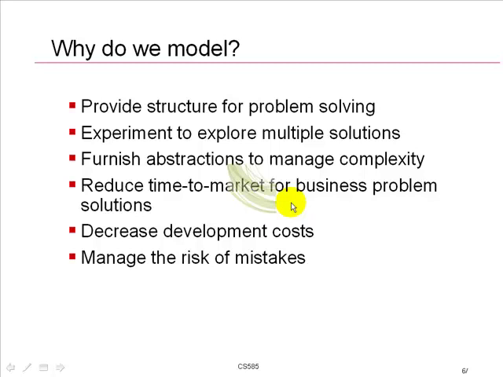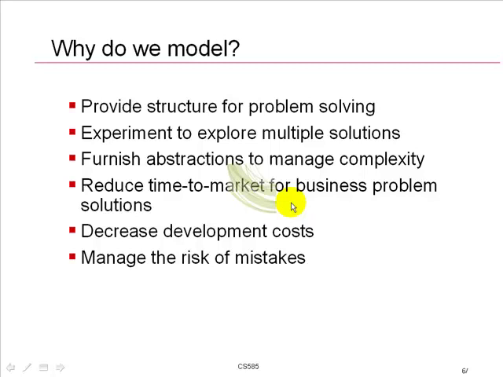But generally speaking, we talked about modeling last week, but why do we model? These are just the 6 reasons that are stated in the UML summary or UML notation guides and the UML documentation. A structure for problem solving, experiment before you drive further, and then you look at abstraction to ease the complexity of the application at hand, time to market, help decrease development costs, manage the risk of mistakes.